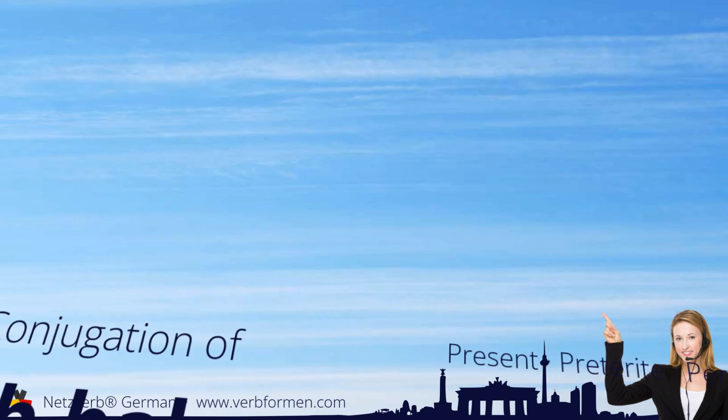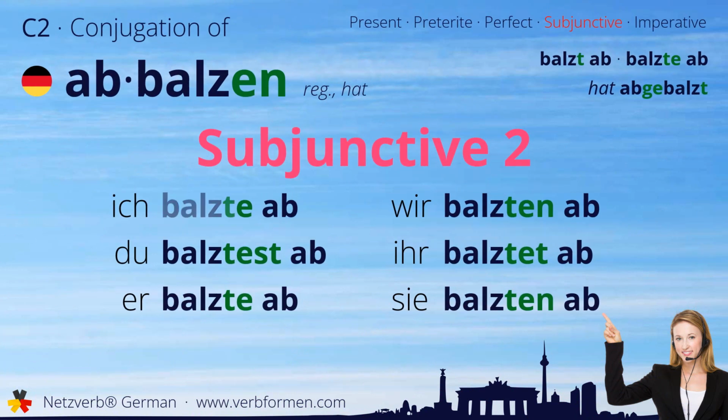Now we move on to the subjunctive two. Ich balzte ab. Du balztest ab. Er balzte ab. Wir balzen ab. Ihr balztet ab. Sie balzen ab.